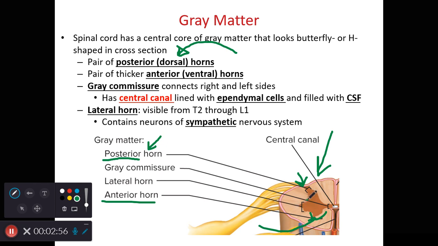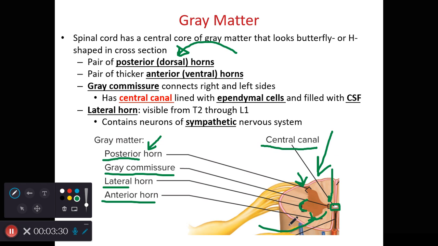And then finally, there's this bulge out to the side, and when we think side, think lateral, that is the lateral horn. And then connecting the left and right sides of the butterfly, or the gray matter, we have this tiny little branch. That tiny little branch is referred to as the gray commissure. And then in the very center of the gray commissure, there's a small opening. That small opening is quite large when we're younger. As we age, it fills in. It's known as the central canal, or I should say central canal of the spinal cord, to be more precise with my language.